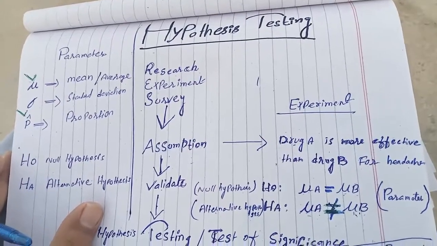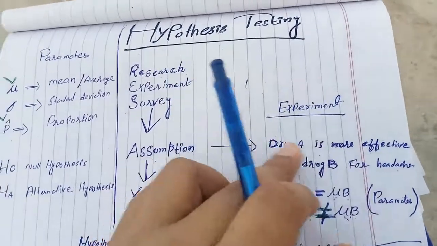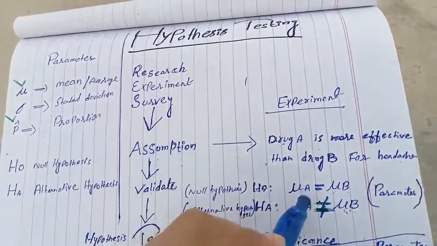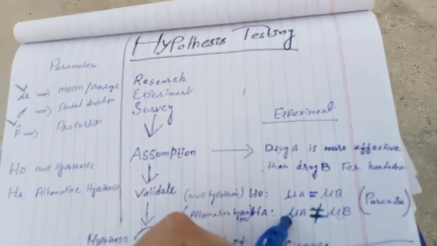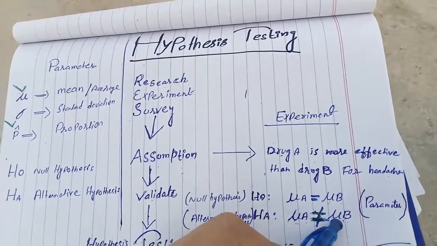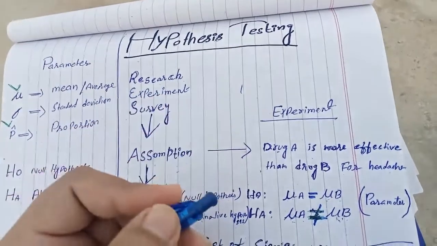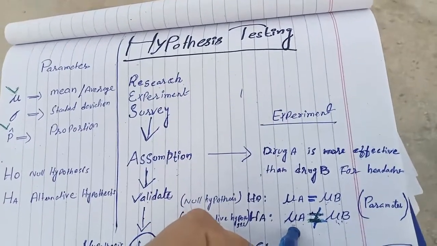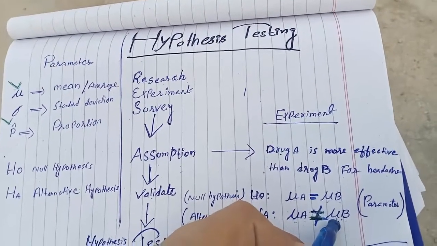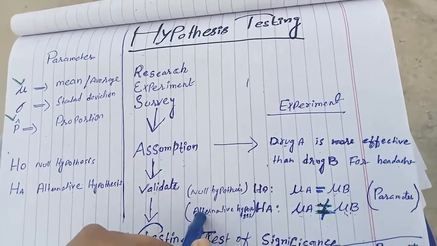So when I say these assumptions are made on parameters, here these assumptions are in words. How can I do this in a parameter? Here you can say the assumption of the experiment says the average person cured by drug A is not equal to the average person cured by drug B. In other terms, it is saying that drug A is more effective than drug B. So this is the experiment's assumption, which is stated in a hypothesis.